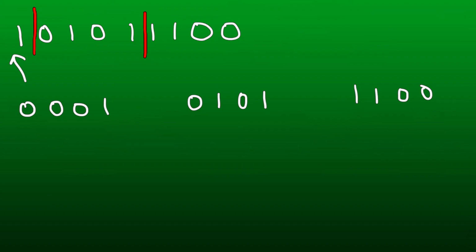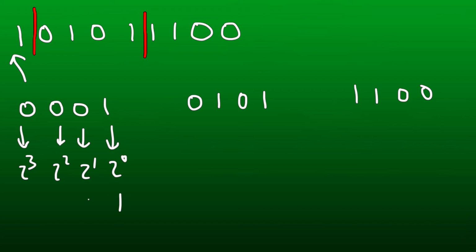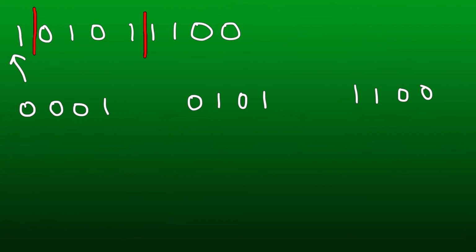Now we're going to convert these binary numbers into decimal numbers. So we need to multiply by powers of 2. So this is going to be 2 to the 0, 2 to the 1, 2 squared, 2 to the third. 2 to the 0 is 1, 2 to the 1 is 2, 2 squared is 4, 2 cubed is 8. So this time, instead of writing powers of 2, we're going to use 8, 4, 2, and 1.